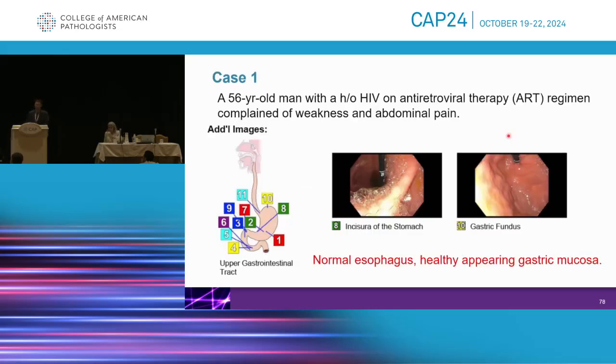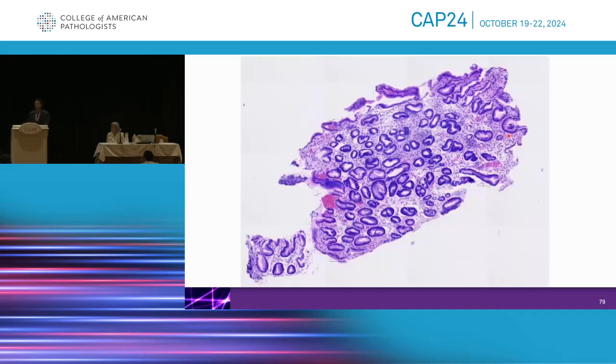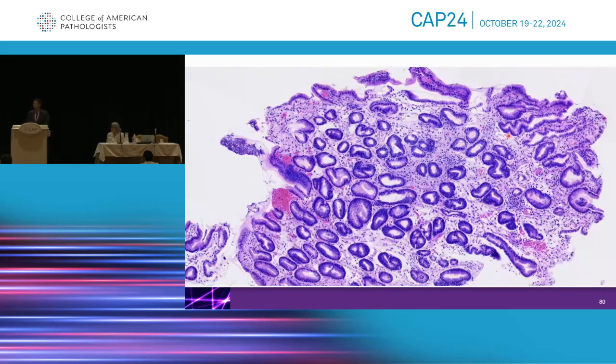For example, this is case one: a 56-year-old man with HIV on HAART therapy. The indication was abdominal pain and weakness, and endoscopically they did not see anything. You can see here a normal esophagus and superficial gastric mucosa. When we review the gastric biopsy, it's not that impressive, but we do see reactive gastropathy. At higher power, still reactive gastropathy, and you may see some clusters of inflammatory cells. That's pretty common in every single biopsy, right?